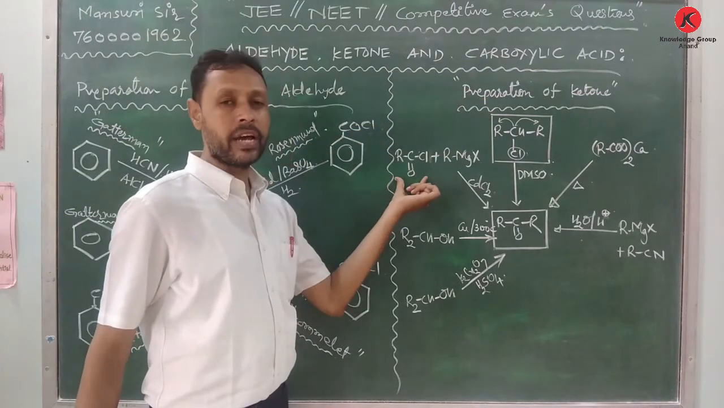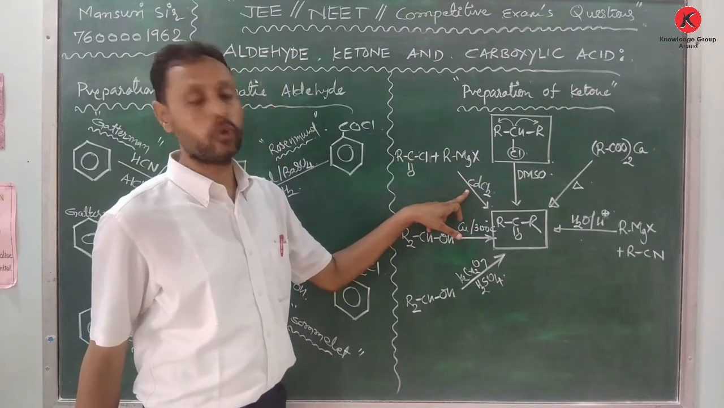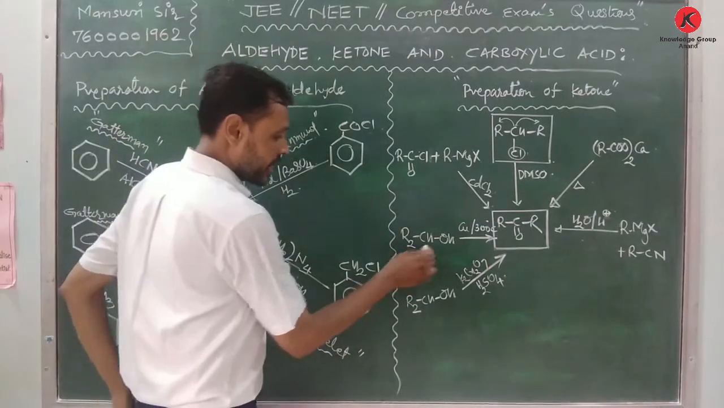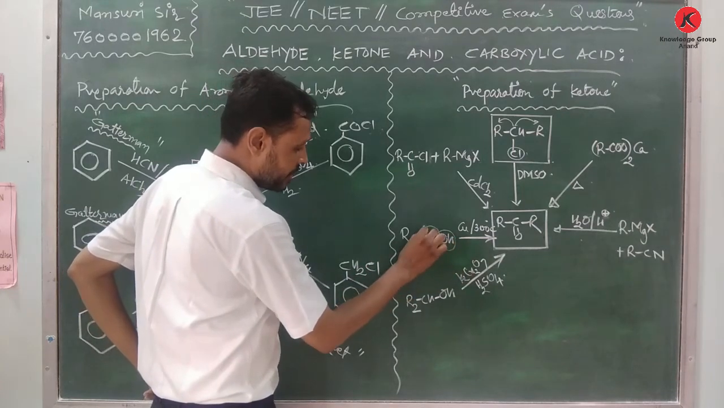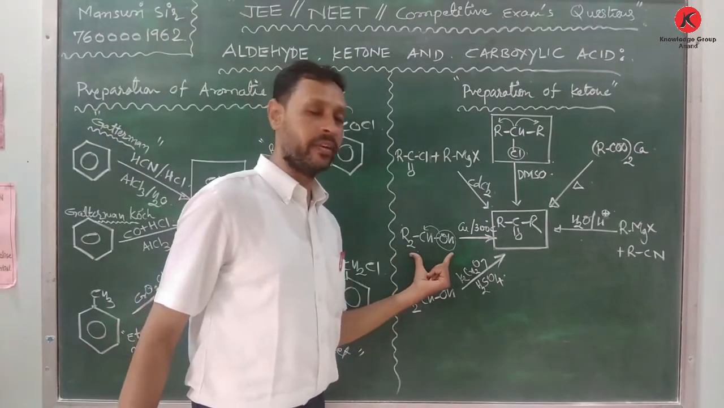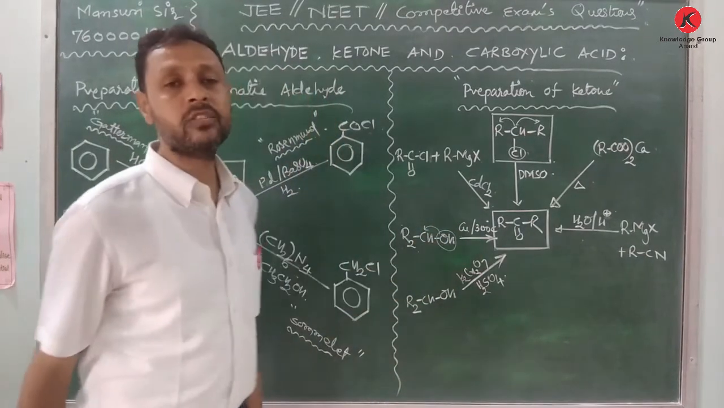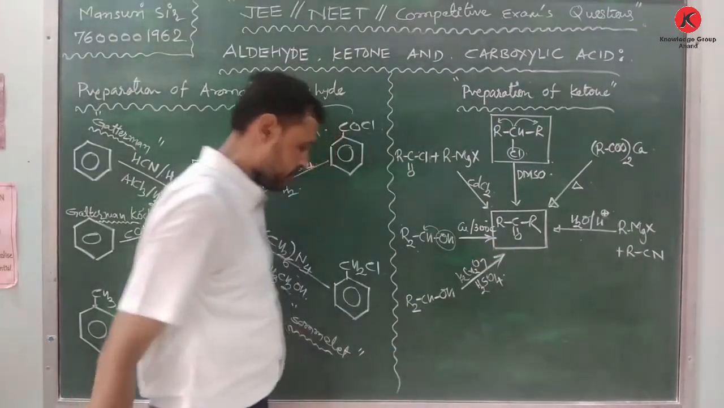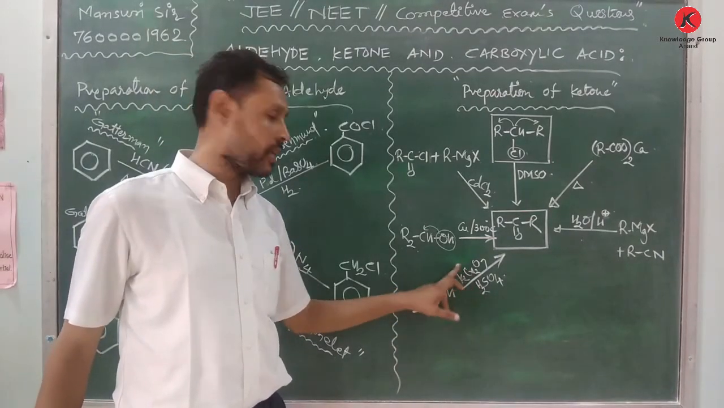When acyl chloride reacts with Grignard reactant in presence of cadmium chloride, then they form a ketone. Thereafter, secondary alcohol. This is R2CHOH. Now the OH-containing carbon is attached with two more carbons. That is why it is a secondary alcohol. Now secondary alcohol reacts with copper at 300 degrees temperature. Then ketone is obtained.